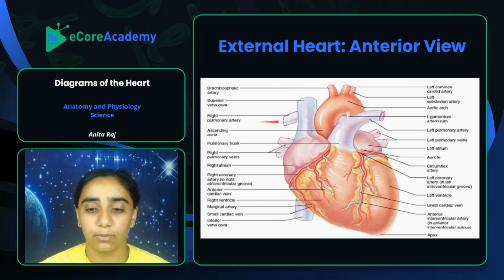Here we have the right pulmonary artery, which is right here. It branches off of the pulmonary trunk. The pulmonary trunk is connected to your right ventricle. Your right ventricle gets that deoxygenated blood from your right atrium, pushes it into the pulmonary trunk, and the pulmonary trunk will push that blood, half that blood, to the right pulmonary artery.